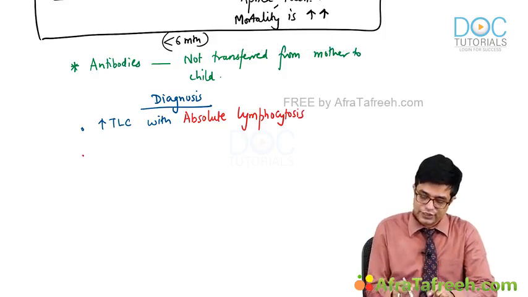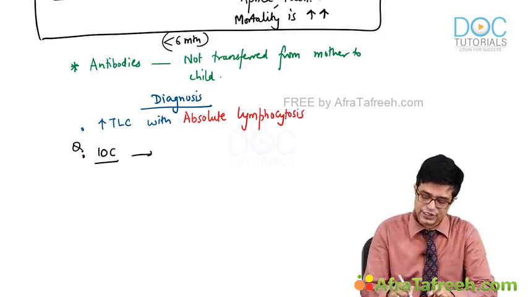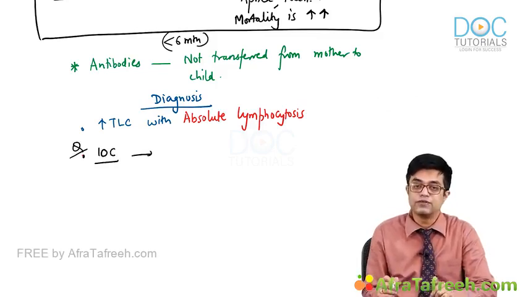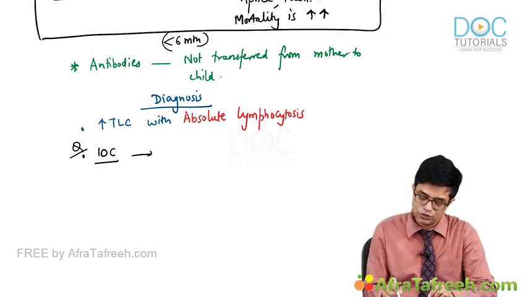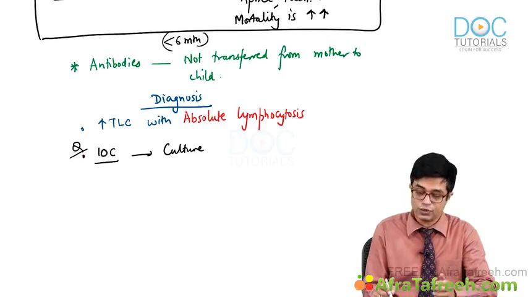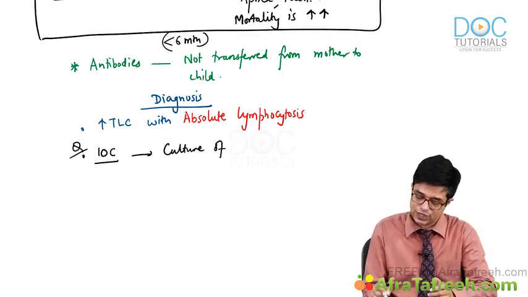And what is the investigation of choice? Investigation of choice has been asked in NEET PG as well as AIIMS exam. Investigation of choice is culture which is taken from a nasopharyngeal swab. So, you do culture of the swab, that is, the nasopharyngeal swab.